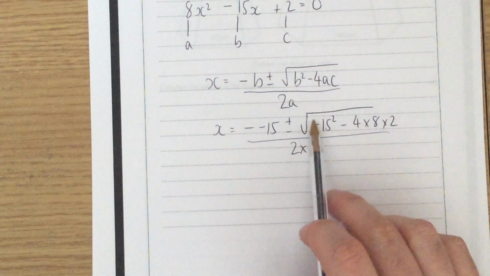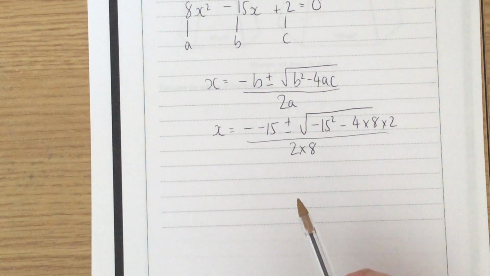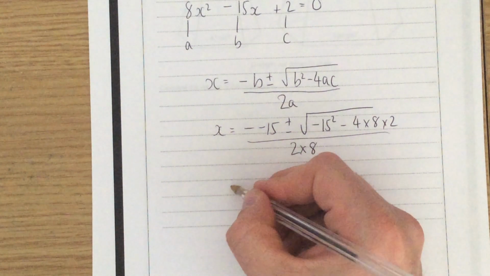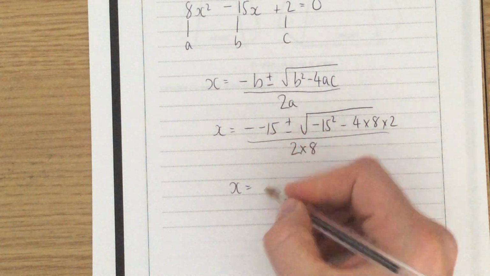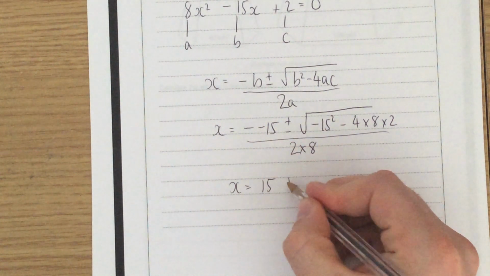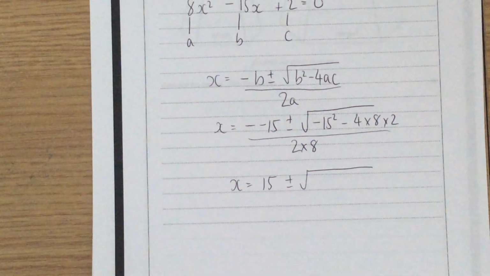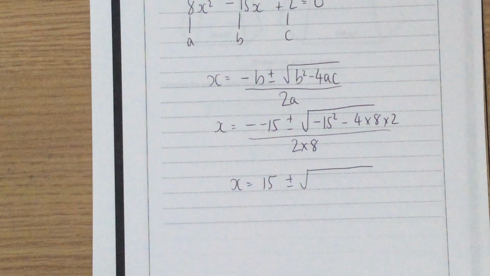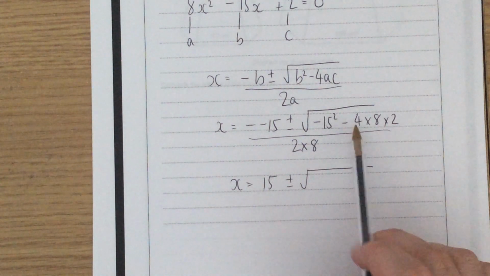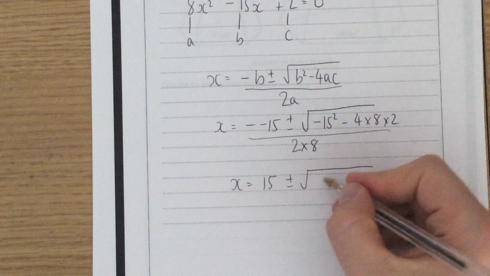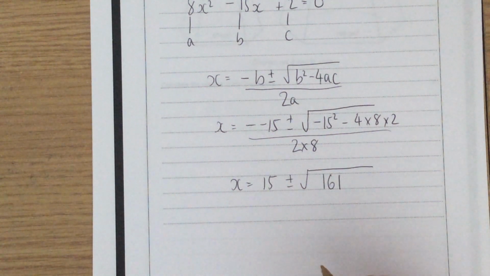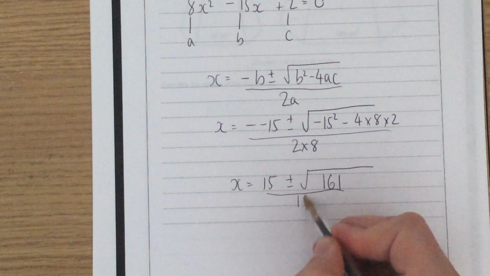Next thing I'm going to do is work out the number that goes inside the square root. I'm not going to actually square root, I'm just going to work out the number that would be in there. So I get x equals minus 15, I can write as 15, and then I'm going to get plus or minus, and then inside the square root, I would get the number 15 squared is 225, and then I'm going to be taking away from that 64. So I end up with 161 in there divided by 16.